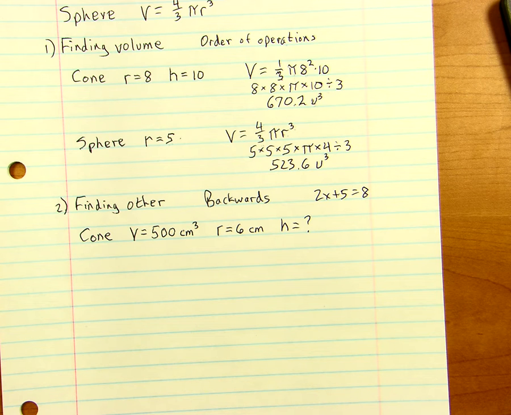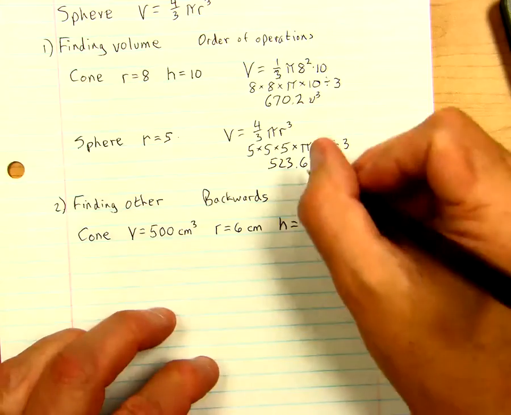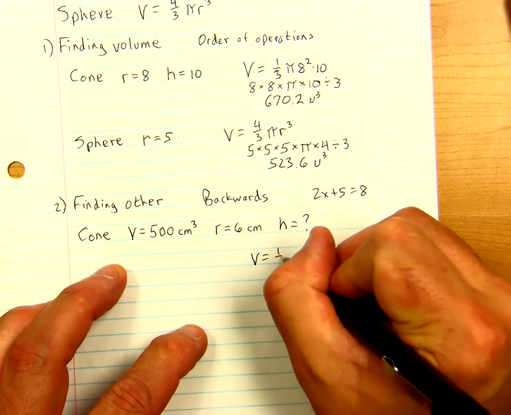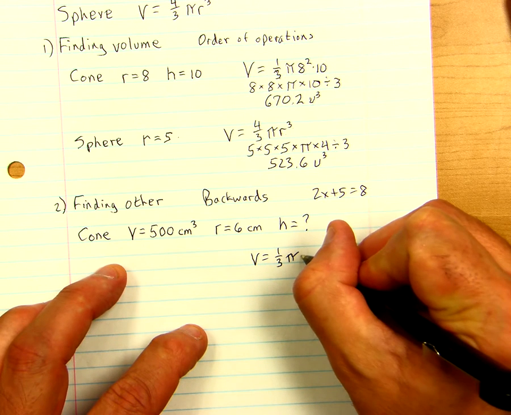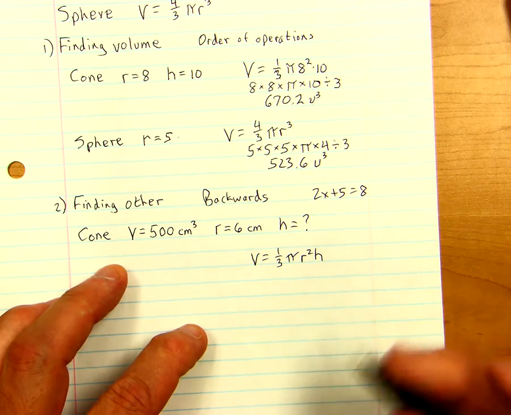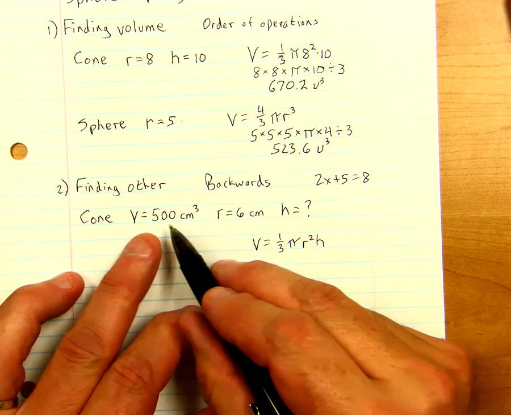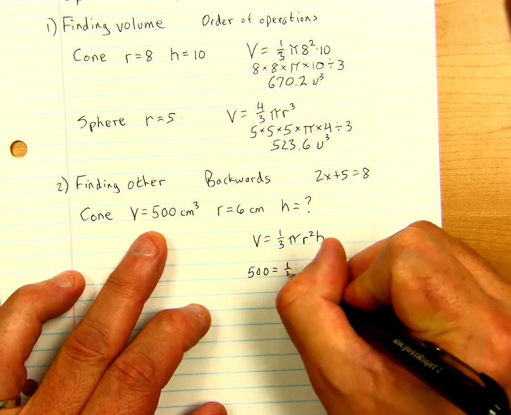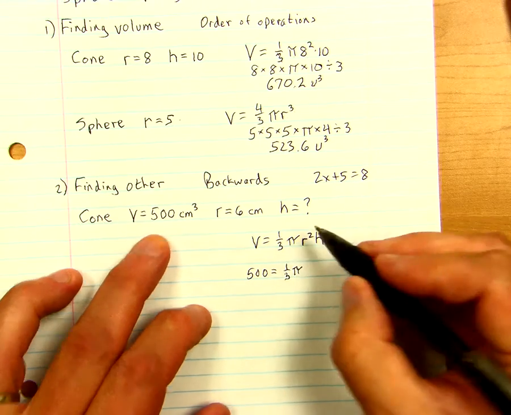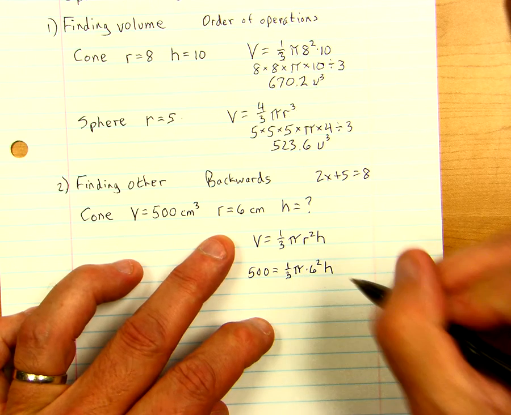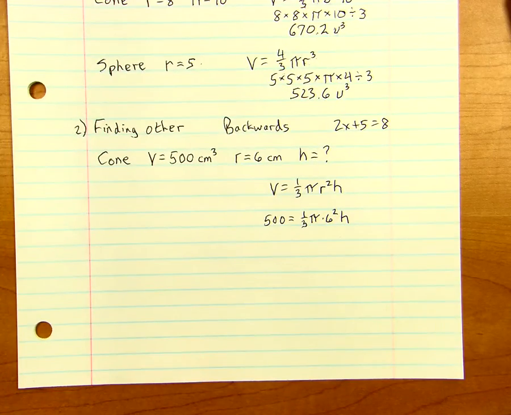What do I mean about manipulating numbers here? So cone again. This volume is 1/3 pi r squared h. Put in the parts you know. I know the 500, so I put that here. 1/3 pi, r is 6, times 6 squared h. Put in the things you know.